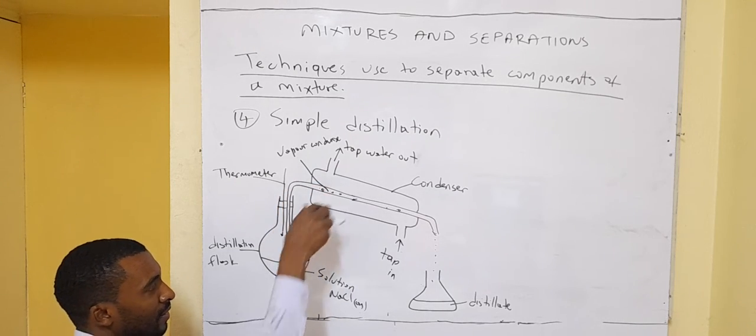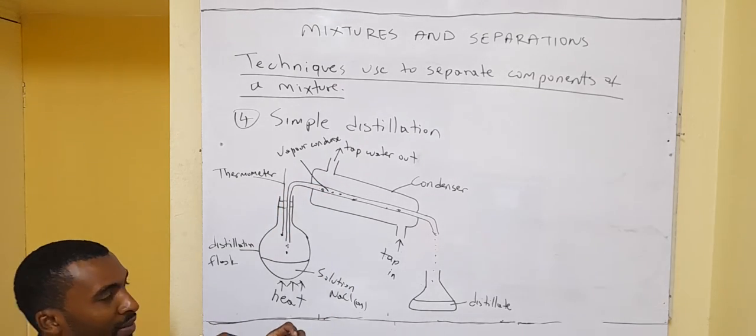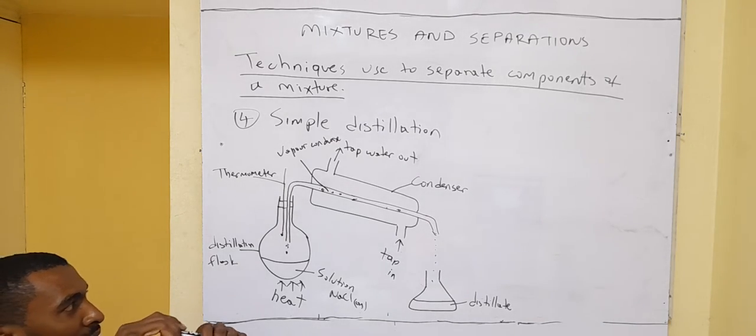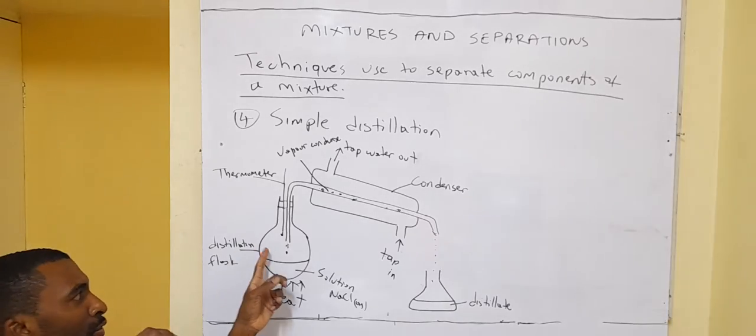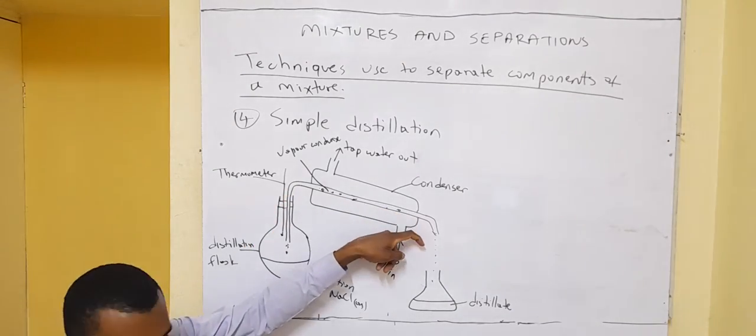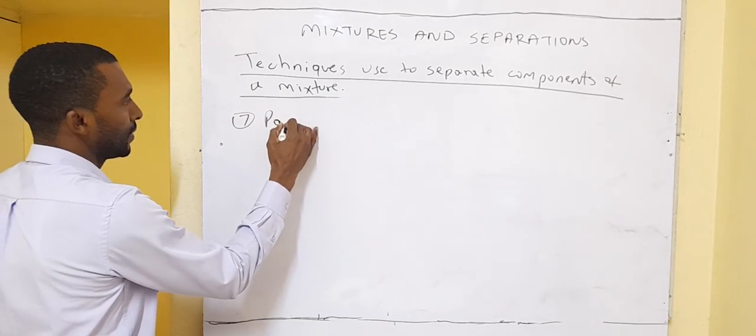The condenser is basically an apparatus which has tubing that is going to go from this flask straight through.